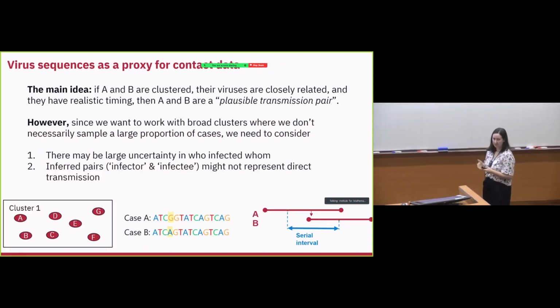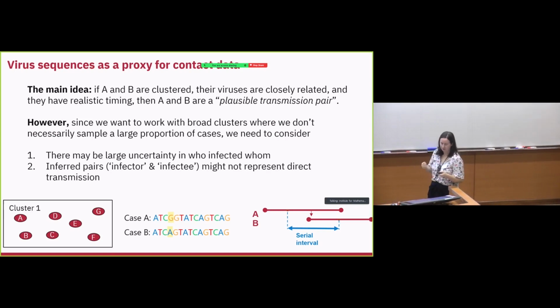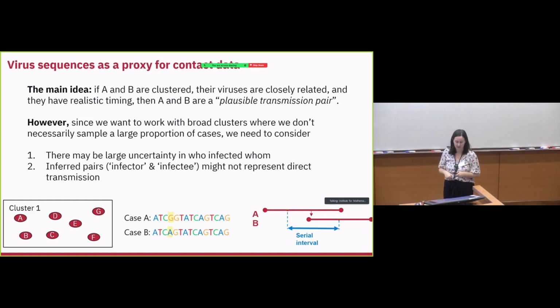And like I said, we're going to try and use this whole genome sequence, the difference between them, as a proxy for contact data, much as we do in transmission reconstruction settings, but taking into account that we're not going to know all the cases. So I'll define this more specifically in a second: if any cases A and B are in the same cluster, their viruses are closely related, and they have what we're going to describe as realistic timing, then A and B are a plausible transmission pair.